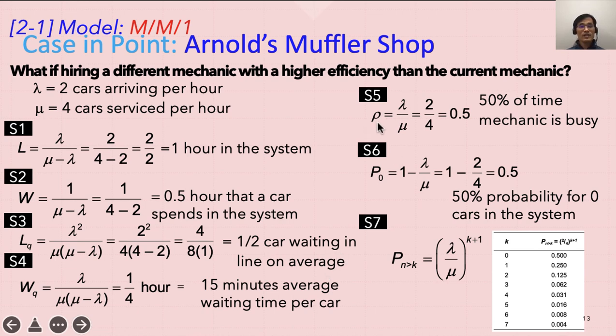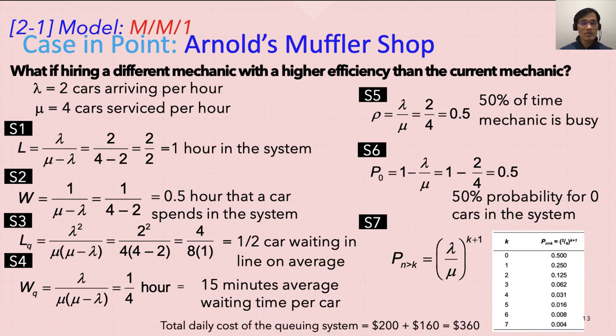And the fifth one is rho, and that's 50% of utilization of the mechanic. So 50% of the time he's always busy. And the sixth one is P0, the idle time is about 50% chance of the idle time you have. And lastly, the probability that you are going to have 0 cars or 1 car or more than 2 cars and so forth are the same as before. So we find that.